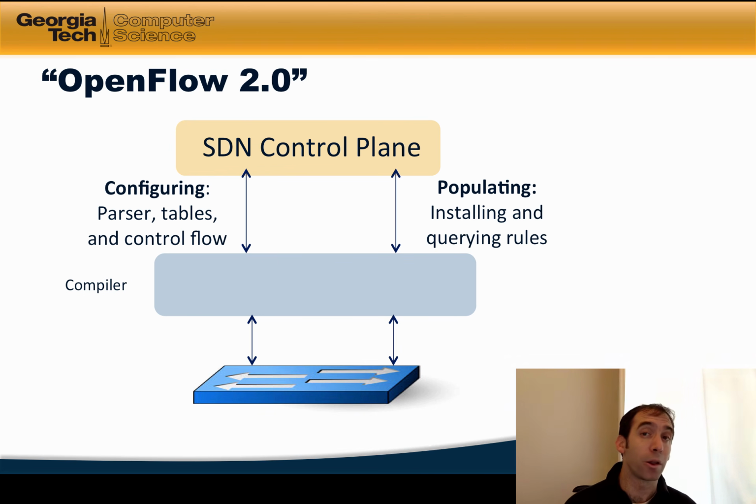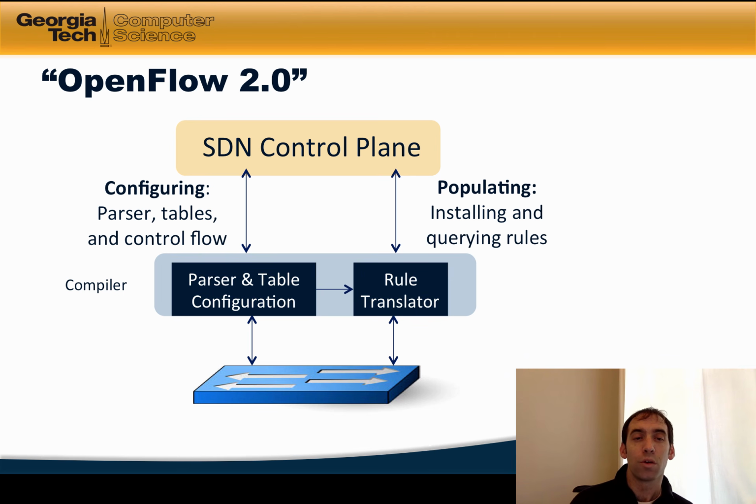This second aspect of populating the tables is pretty similar to how the current control plane works, with the distinction now that we have custom tables to populate. So this compiler that sits in between the control plane and the switches has a parser that has a module that parses this configuration and configures the tables accordingly, as well as a rule translator, which may take rules specified in the high-level control protocol and translate them down into physical tables that may reside on the switch.